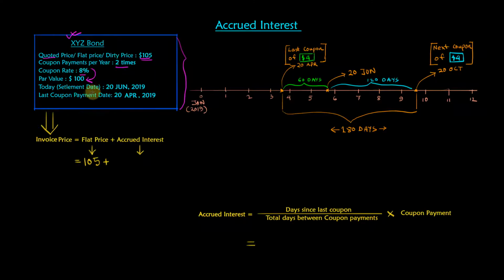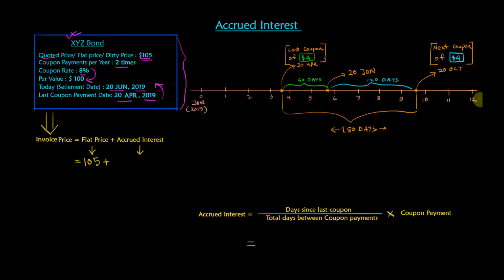And then the settlement date. Let's assume that settlement date is today. Settlement date is the date at which you actually get the bond. Also assume that today is 20 June 2019 and the last coupon payment for this bond was made on 20th April 2019. So some days have passed between the last coupon day and today.